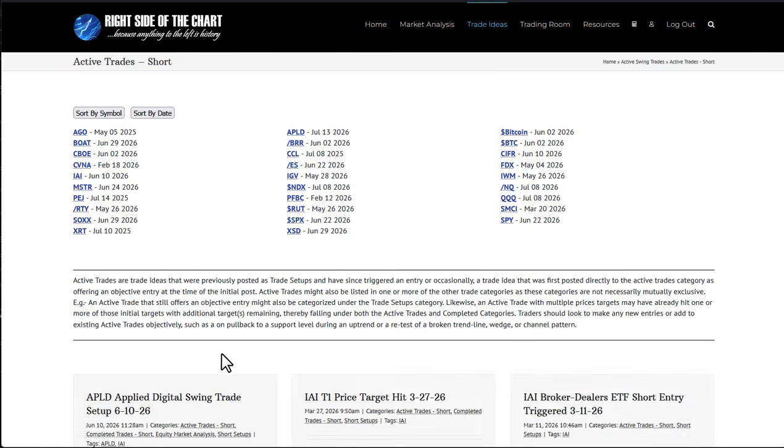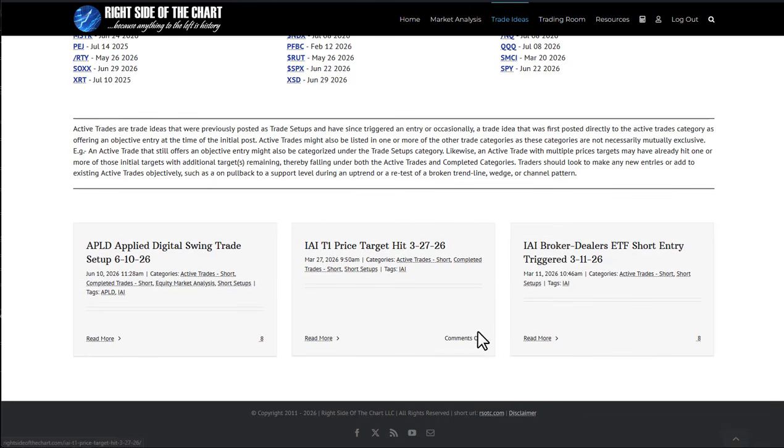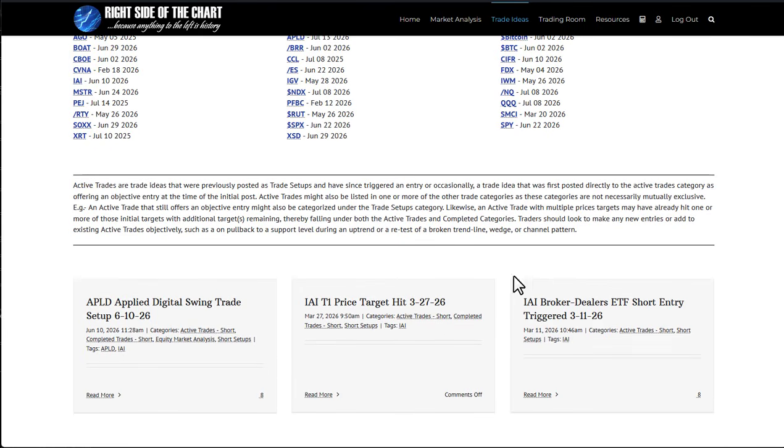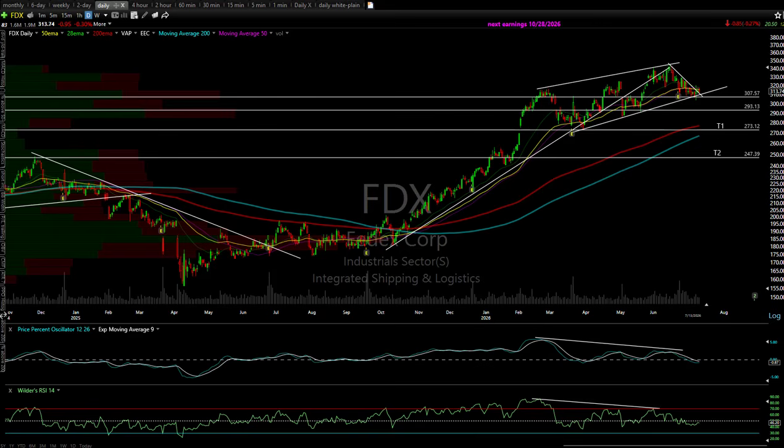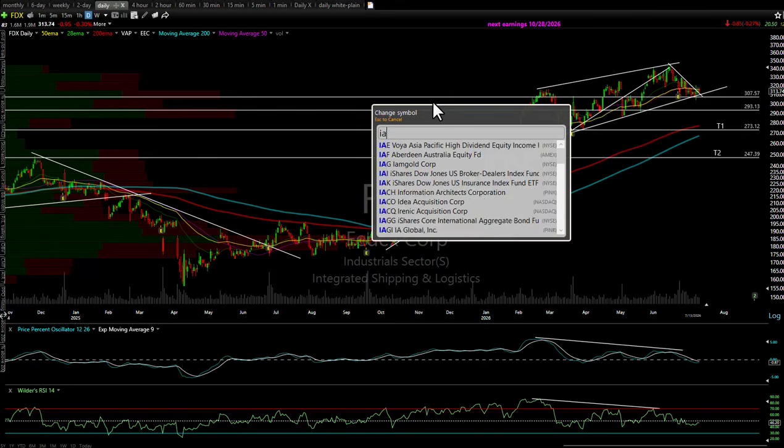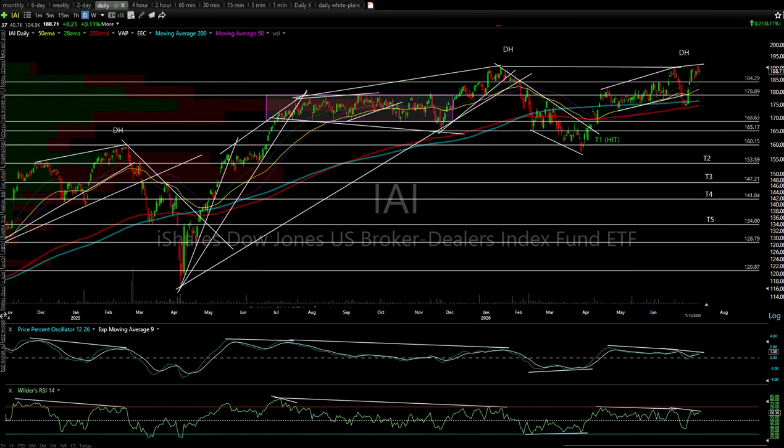IAI, I think this comes in with, I've looped it in with some other. We had a short entry triggered a while ago back in March, and we hit the first target, and then I included it in an update with APLD recently. So let me just go to IAI. It's the broker dealer index ETF. And so I think we shorted one of these trendline breaks. We hit my first target there, and we're back to entry.